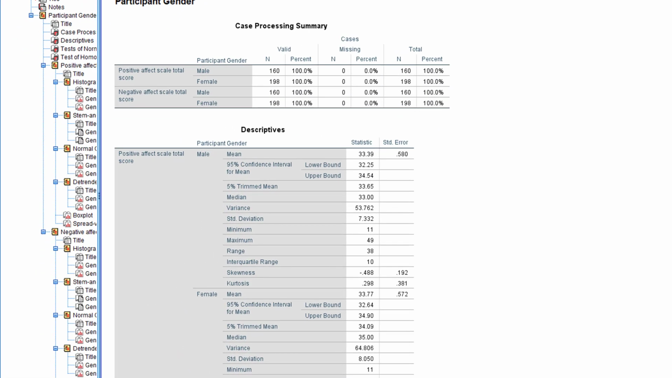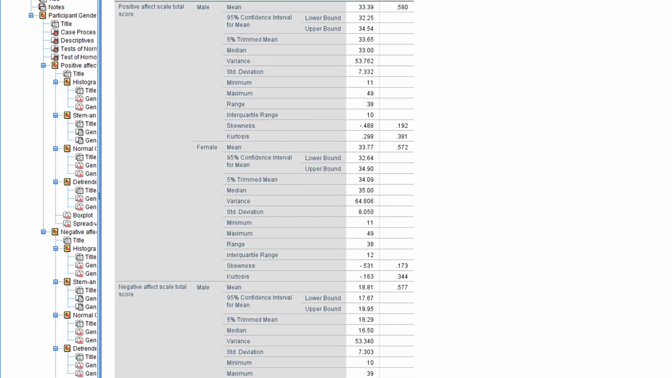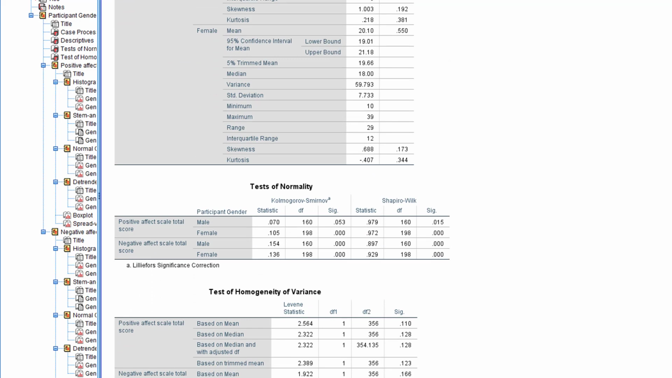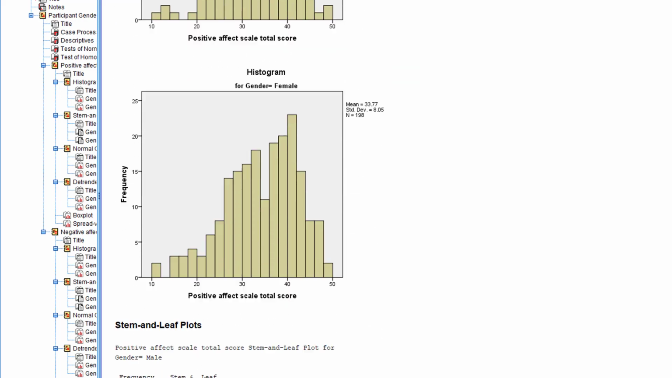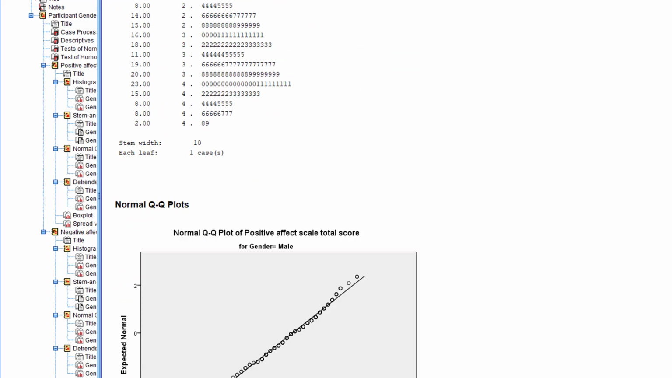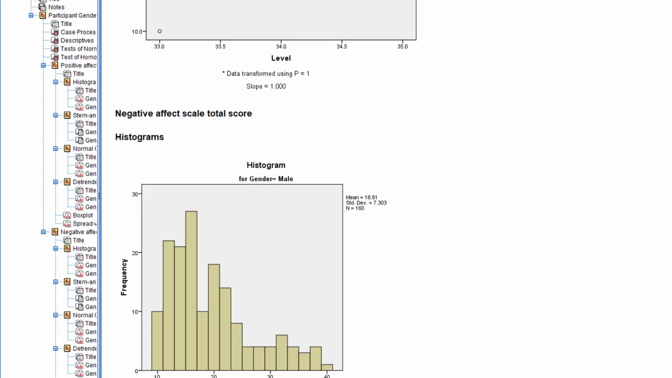And here we now have our descriptive statistics separated out by males and females for positive affect, followed by negative affect, then tests of normality, and here's the new set of tests. The one that we're interested in is based on the mean, the homogeneity of variance around the mean, and that's for the positive affect and the negative affect. And then we have our histograms and so on, but this time split out by males and females.